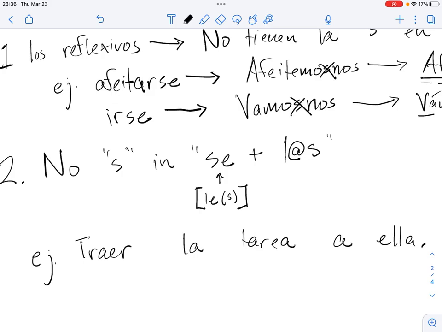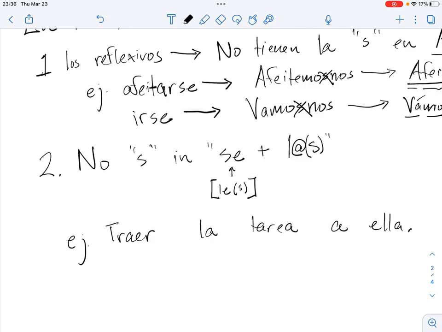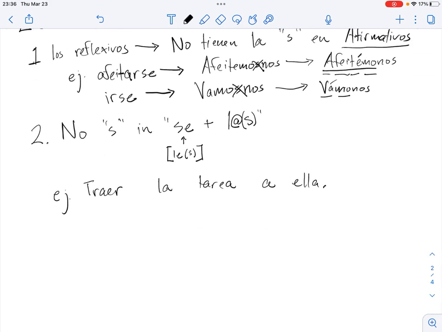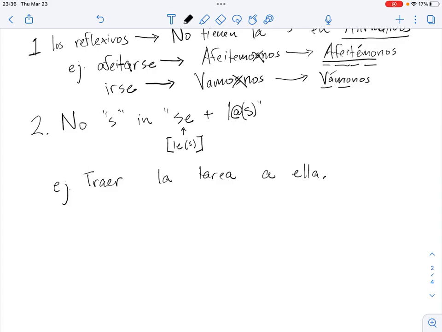whenever you have a selo, sela, selos, or selas. I should probably say it could be singular or plural. Understanding that se is really a le or les that changed, because when we have it before a lo, la, los, or las, it becomes se. Let's use an example here. We've got traer la tarea a ella, to bring the homework to her.